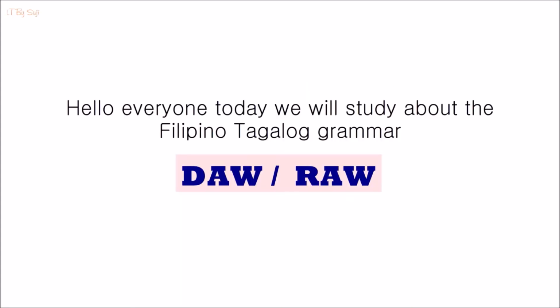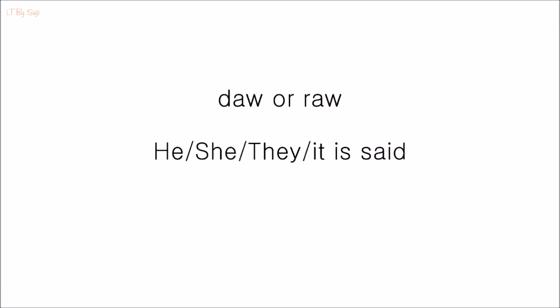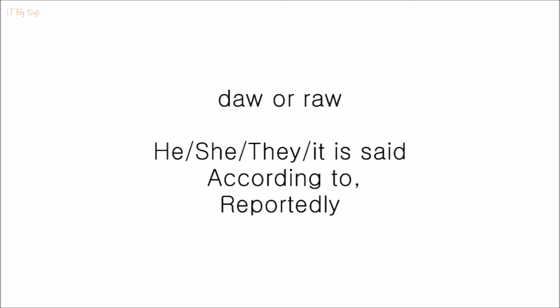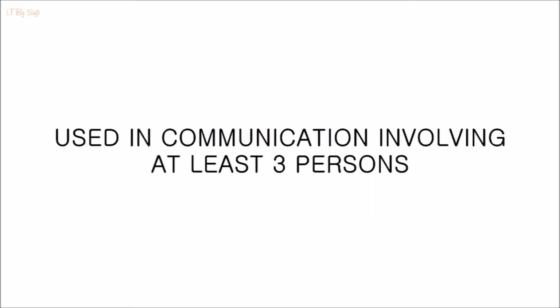Hello everyone! Today we will study about the Filipino Tagalog grammar, daw, raw. Daw or raw in English is he, she, they, it is, said, or according to, reportedly. It is used in communication involving at least 3 persons.